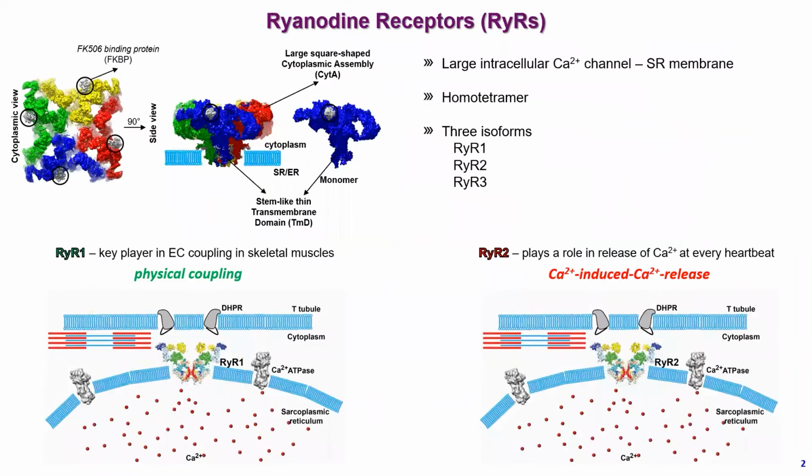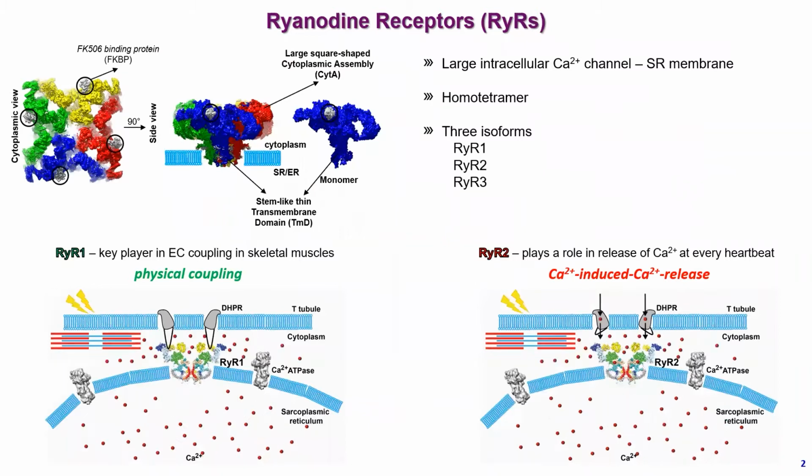Our lab primarily works on the ryanodine receptors, which are large intracellular calcium channels present on the sarcoplasmic reticulum membrane. They're homotetramers, which means they're composed of 4 identical subunits. There are 3 basic isoforms: RyR1, 2, and 3. RyR1, the skeletal isoform, and RyR2, the cardiac isoform, differ in their mechanism of calcium release.